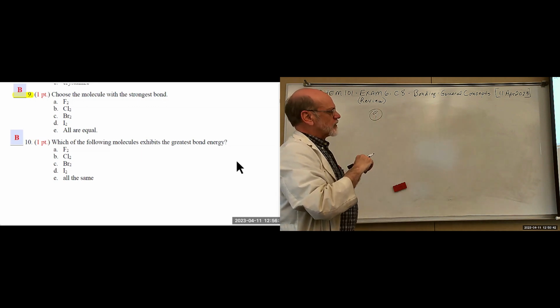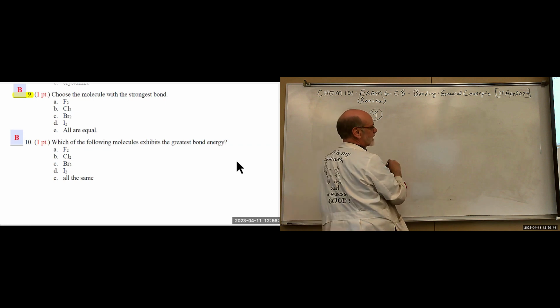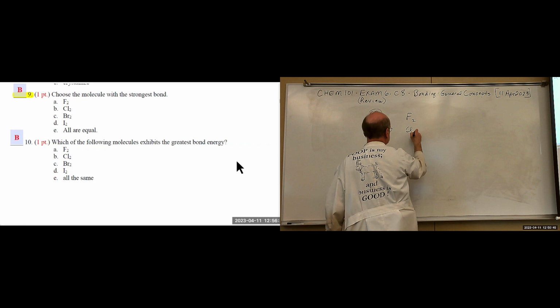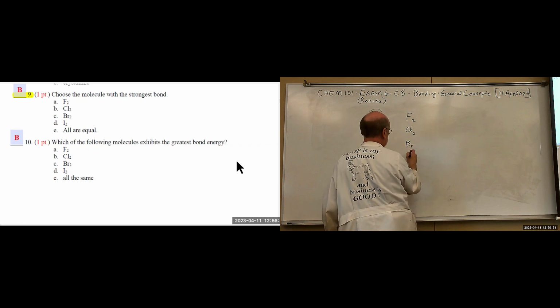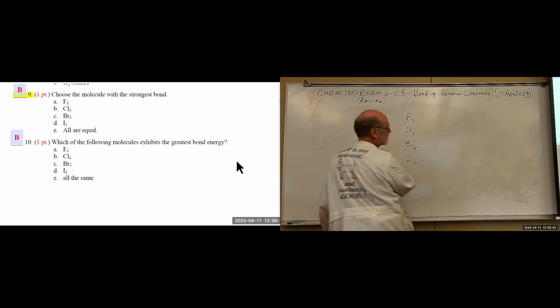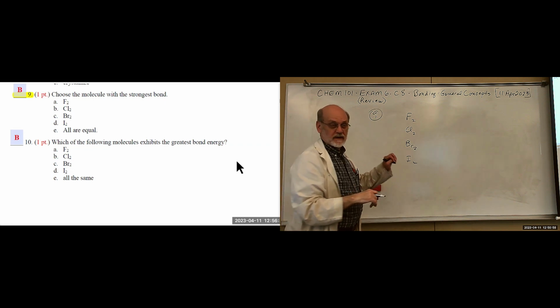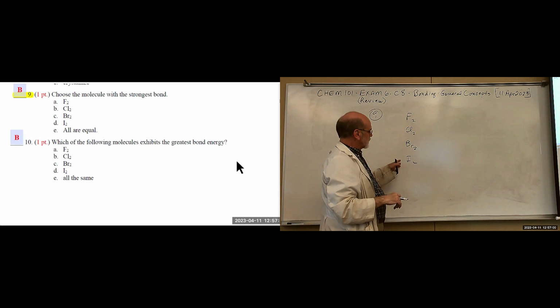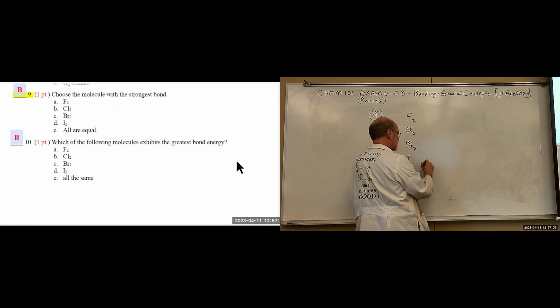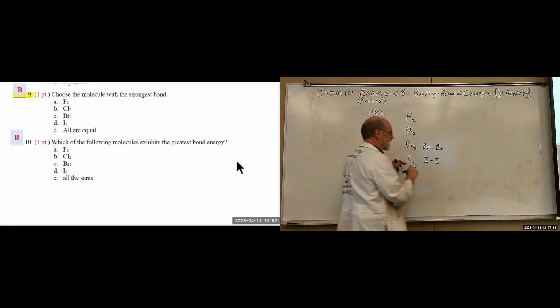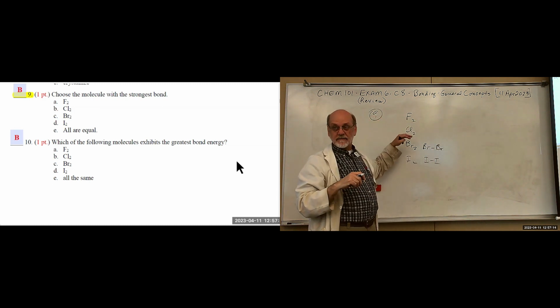Choose the molecule with the strongest bond. Okay, looks like we've got all halogens there. We've got this one, this one, this one, and iodine. They're not all equal. First of all, you get increasing electronegativity as you go up. So increasing electronegativity should strengthen the bonds. But remember, at the same time, you're decreasing the size.